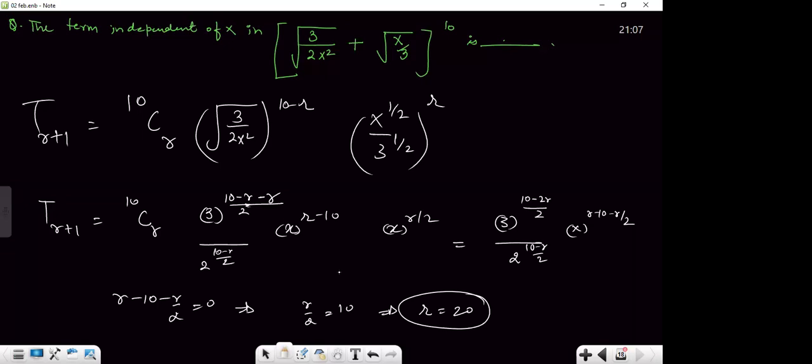No, it can never become 20. So if r can never become 20, why not 20? Because the n is 10 here. R's limit is from 0 to n, and n is 10 here. So r cannot exceed the value of 10. So hence, there is no such term which is independent of x in this expansion.